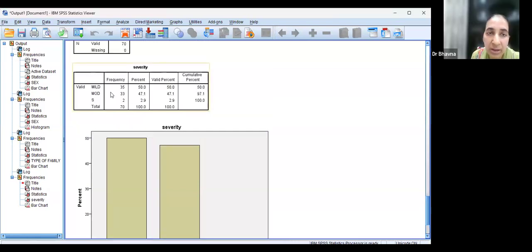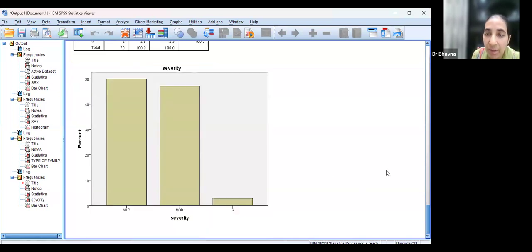See, there are no 2 variables. There are 3 variables: mild, moderate, severe. There were 70 kids with autism. 35 had mild autism, 33 had moderate autism, 2 had severe autism. Now we are drawing a bar chart for this. Mild is the most frequently occurring category, followed by moderate, followed by severe. There are only 2 kids who have severe autism.